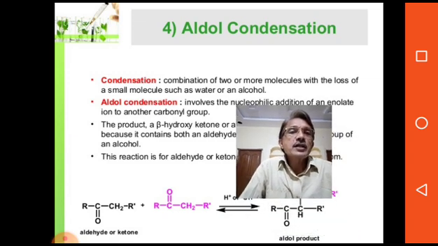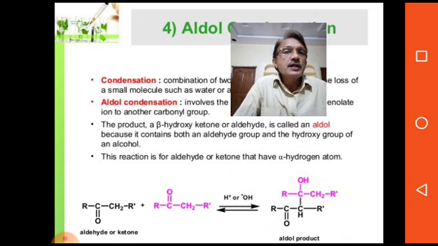This reaction is for aldehydes and ketones that have alpha hydrogen atoms. So acetaldehyde or ethanal undergoes aldol condensation. Similarly, acetone or propanone also undergoes aldol condensation. Look at the reaction of aldol condensation. RCOCH3 plus RCOCH2R, then we get aldol.